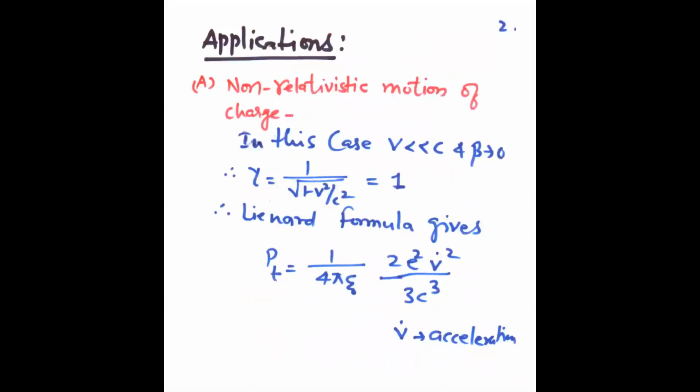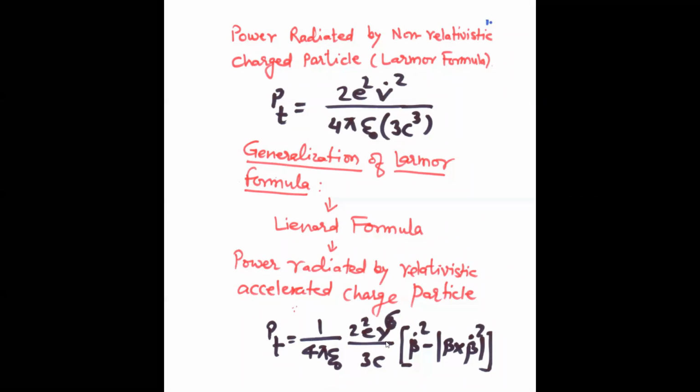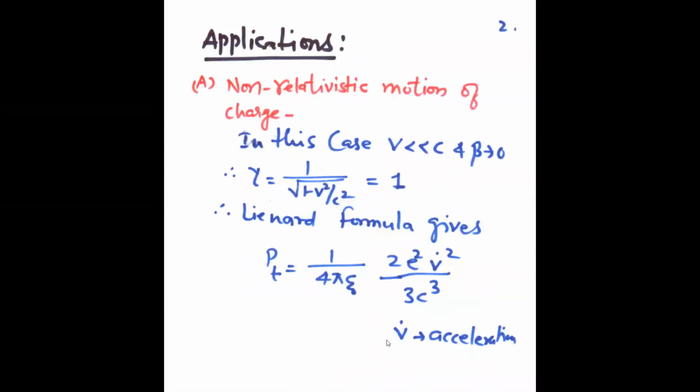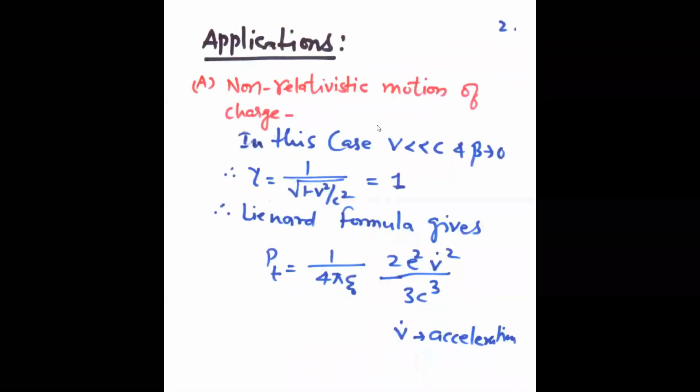So now let us see some applications. See this expression, that is the Liénard expression. If we reduce this expression for the case of non-relativistic motion, obviously the Liénard expression must reduce into the Larmor expression. Means when we reduce this formula in the non-relativistic limit, we must get the Larmor formula, and that is true.